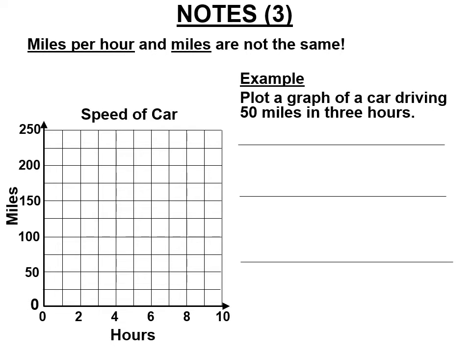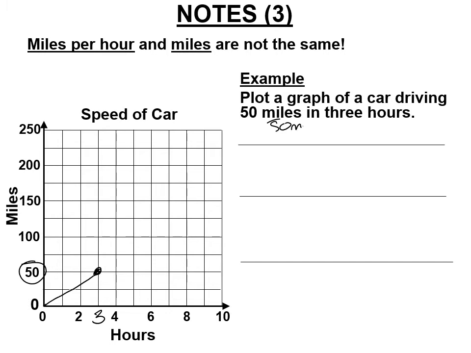All right, miles per hour and miles are not the same. So this is the key. This is really the only tricky part of this lesson. Plot a graph of a car driving 50 miles in 3 hours. Right, so in 3 hours, it has to go a total of 50 miles. So that's that, okay? It went 50 miles in 3 hours.